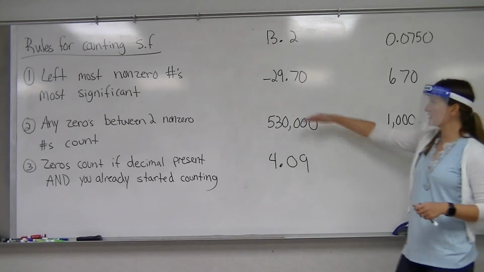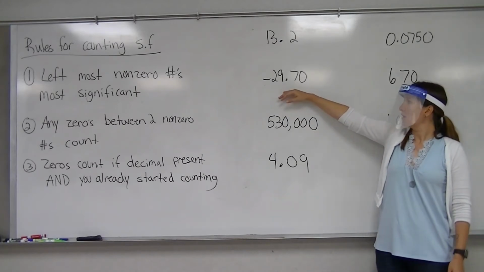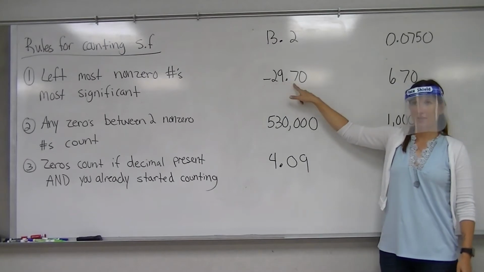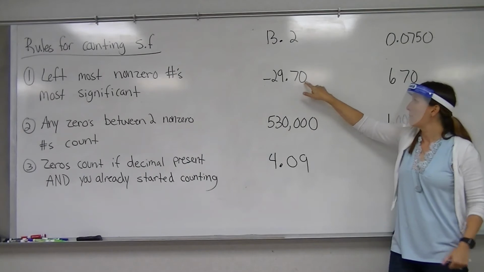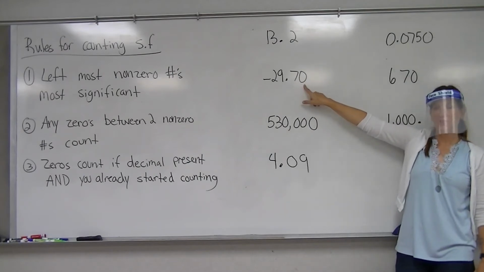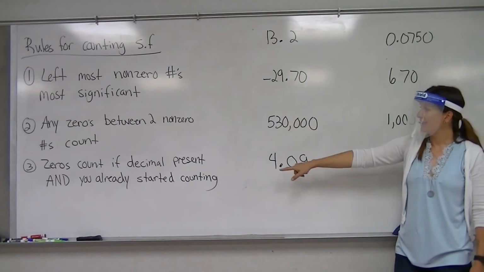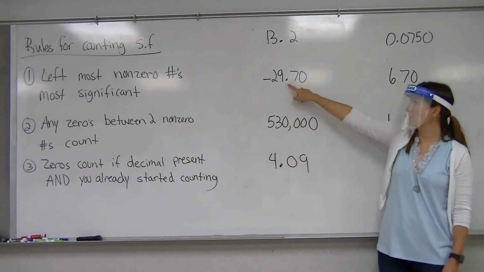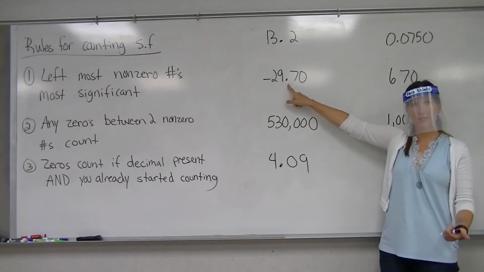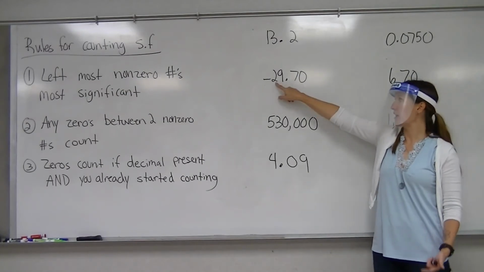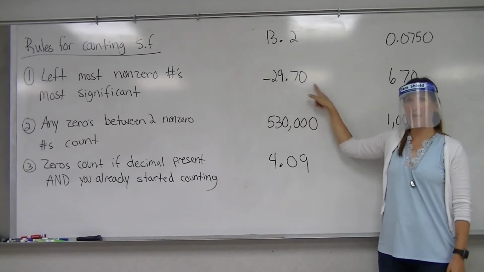Let's look at this example here, negative 29.70. We know the 2, the 9, and the 7 count, because we just said if it's not a 0, it matters. But we have a 0 after the 7, so to figure out if that counts, we're going to apply rule 3. It's saying the 0 can count if there's a decimal, and in this case there is, and if you've already started counting, which we have. We started counting at the 2, the first non-zero number. So this 0, yes, will matter.